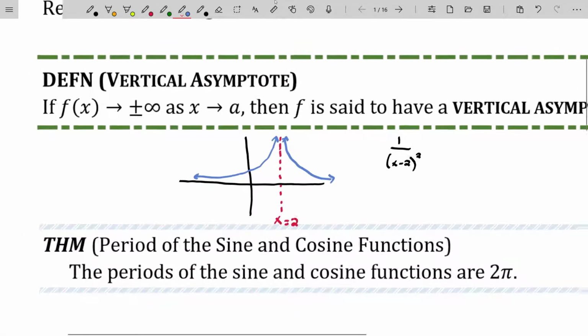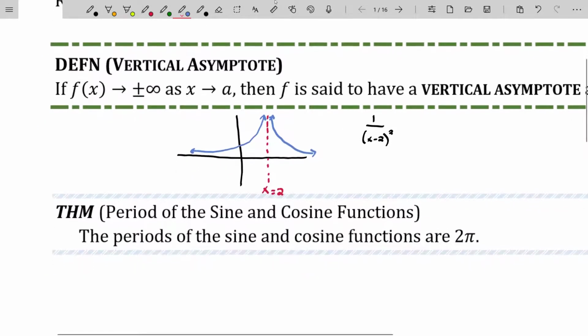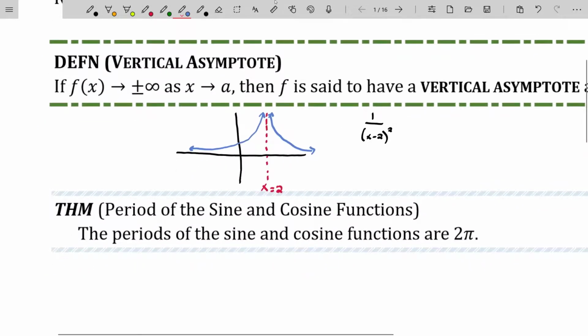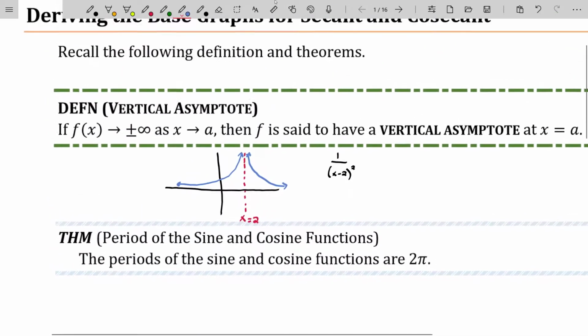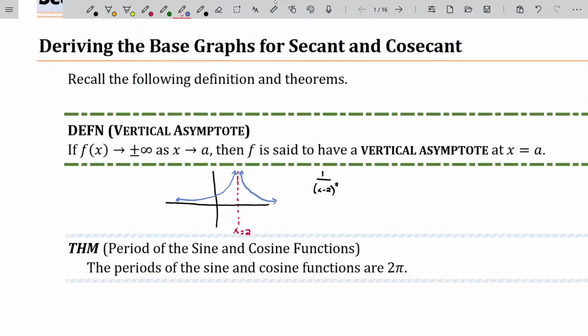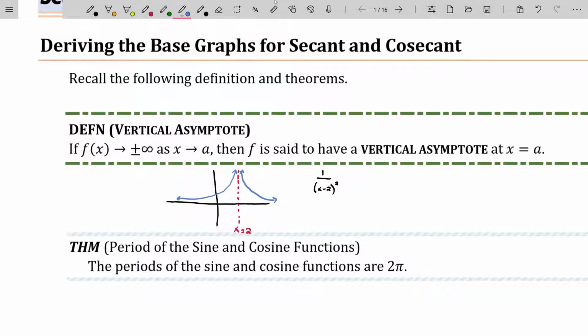The next thing we need to recall is that the period of the sine and the cosine functions, they're both 2 pi. I know we're talking about graphing the secant and the cosecant here, but because the secant and the cosecant are reciprocals of the cosine and the sine respectively, their period is likely very similar to the period of the sine and the cosine functions. That's why we're mentioning it here.